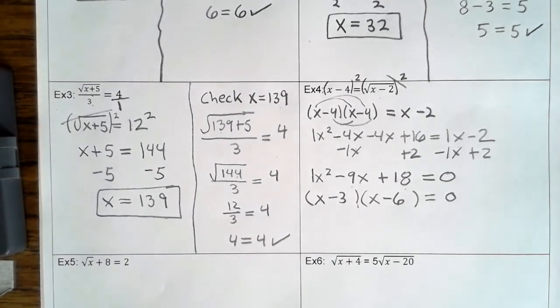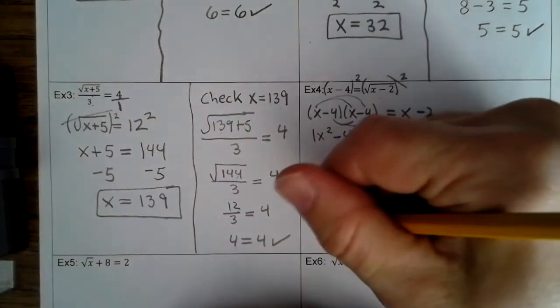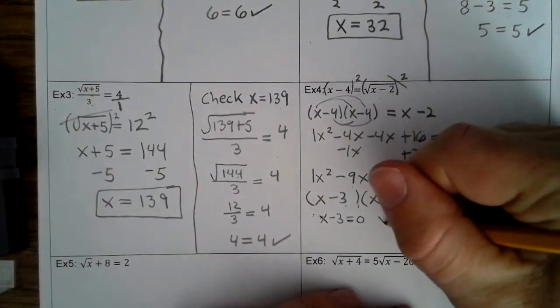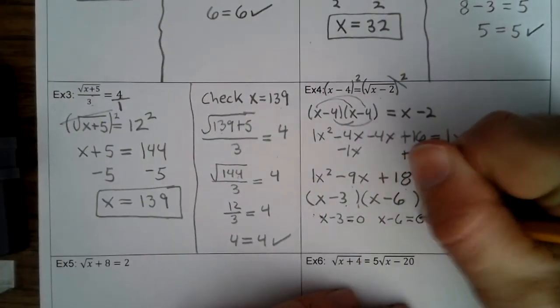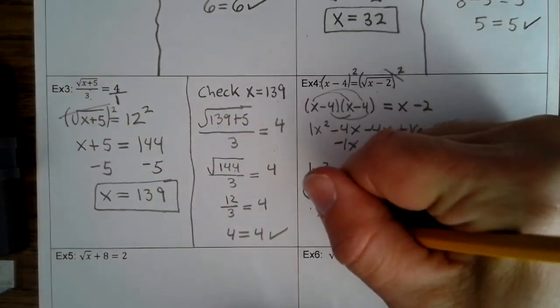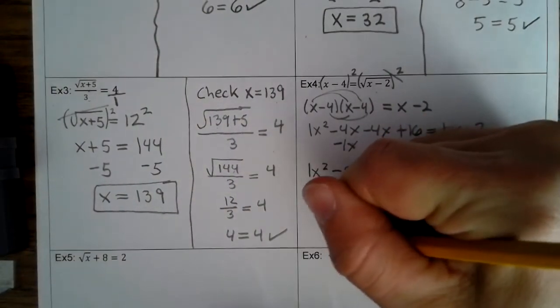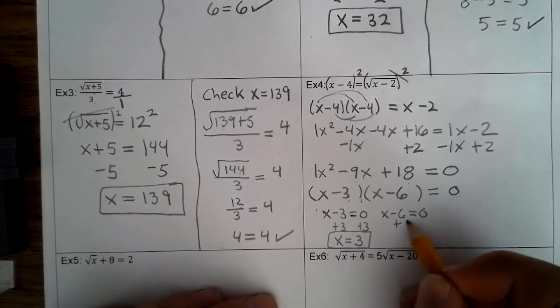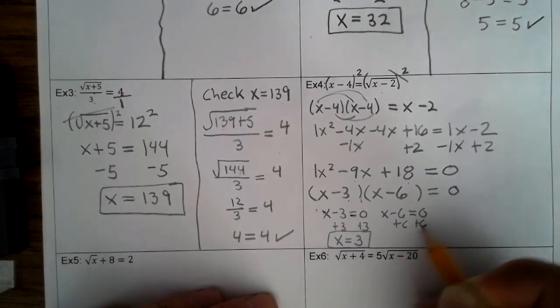All right. So now we set each of these equal to 0. So x minus 3 equals 0, and then x minus 6 equals 0. So we add 3 to both sides, so x equals 3. And add 6 to both sides, x equals 6.